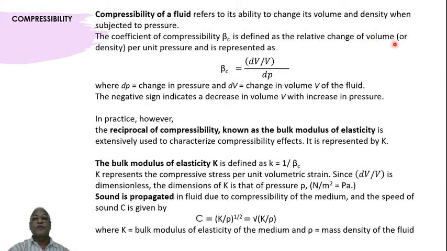volume or density per unit pressure and is represented as, that is coefficient of compressibility equal to, this is relative change in the volume, that is nothing but volumetric strain, you can say, per unit pressure, means whatever change in pressure that has happened, corresponding to that whatever change in volume that has happened, right? So where dP is change in pressure, dV is change in volume, V of the fluid.